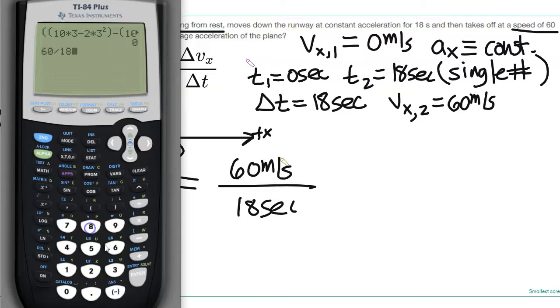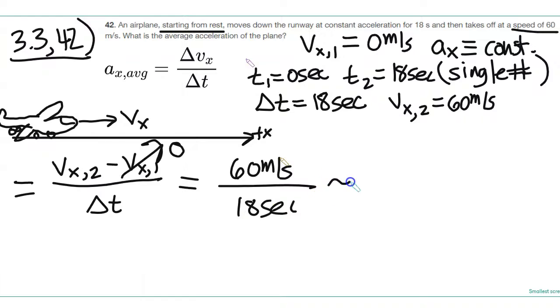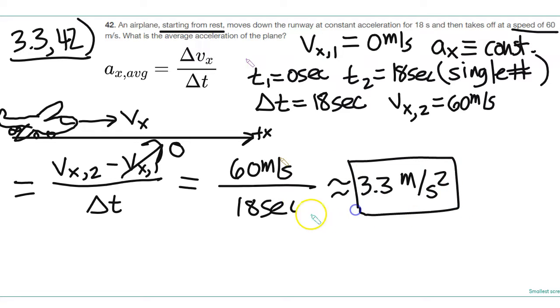And we'll probably do 2 significant digits. So that's 3.3. It's actually 3.3 repeating, but it's going to be approximately 3.3. And that's going to be meters per second squared. It's acceleration. Furthermore, do you see how the units work out? Meters per second divided by seconds gives you meters per second squared.